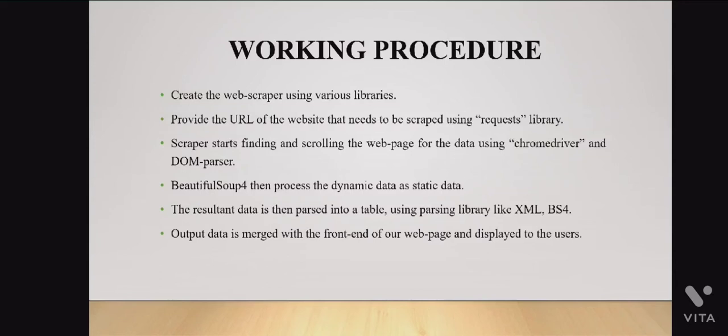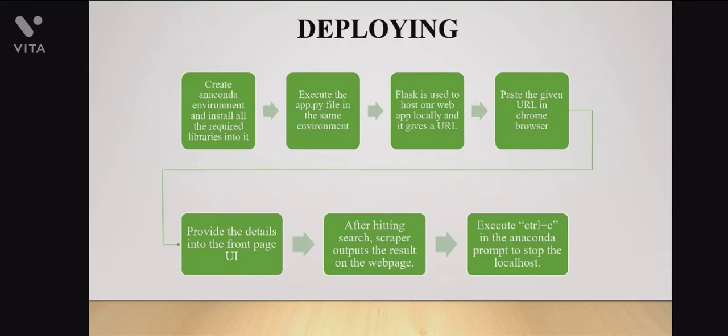Now, the Beautiful Soup 4 acts, and the process of Beautiful Soup is to process the dynamic data that was given by the Selenium as static data. The resultant data is then passed into a table using a parsing library like XML along with Beautiful Soup 4. This output is then merged with the front end of our web page and it is displayed to the users. Now I will explain about the deployment process.